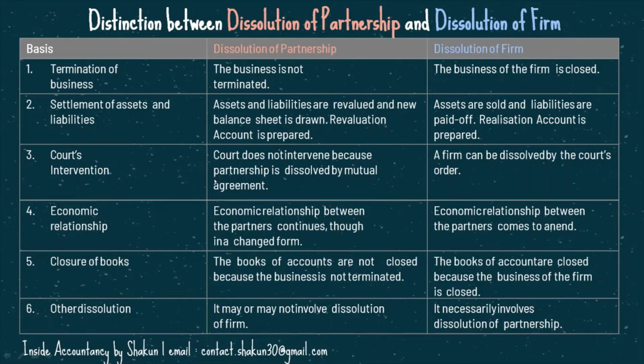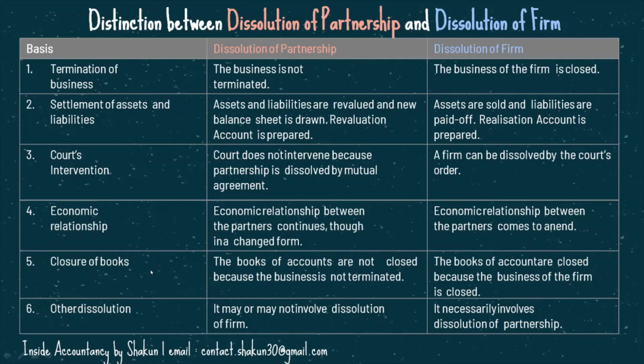Court's intervention. In case of dissolution of partnership, the court does not intervene because the partnership is dissolved by mutual agreement, and a new partnership is carried on. But in case of dissolution of firm, a firm can be dissolved by the court's order, as we just discussed in the modes of dissolution. Economic relationship. Now the economic relationship between the partners continues, though in a changed form. But in case of dissolution of firm, the economic relationship between the partners comes to an end, because the firm is coming to an end.